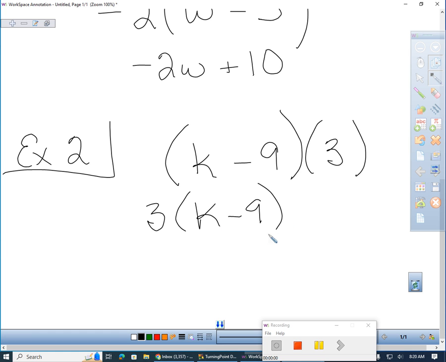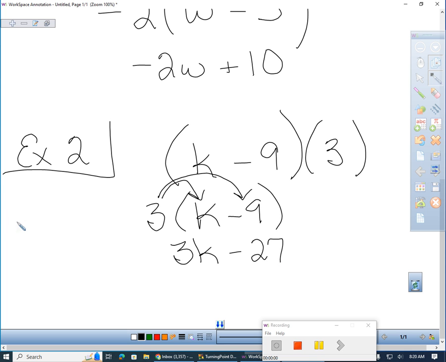Then we're going to go ahead and distribute. 3 times k is 3k. 3 times -9 is -27. So you have a couple of them in your homework today where they write the number in the back. Just write it in the front. Make your life a little bit easier. Okay.